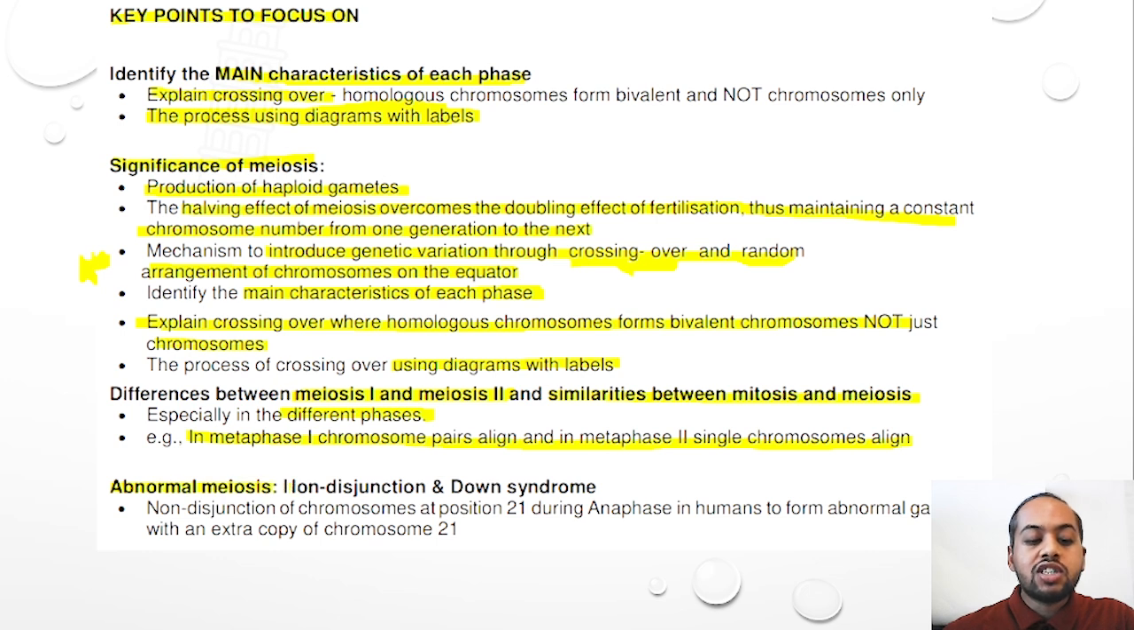Abnormal meiosis, you need to understand nondisjunction and Down syndrome. Nondisjunction of chromosomes occurs at position 21 during anaphase in humans to form abnormal gametes with an extra copy of chromosome 21. Please make sure you are able to understand the key focus points which have been highlighted in this particular slide.